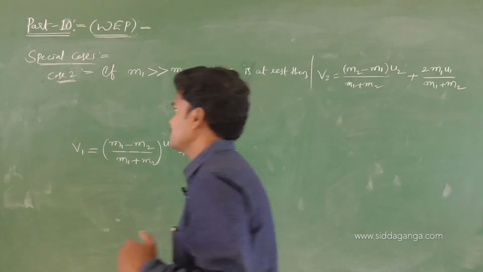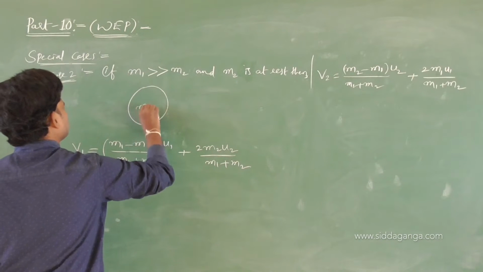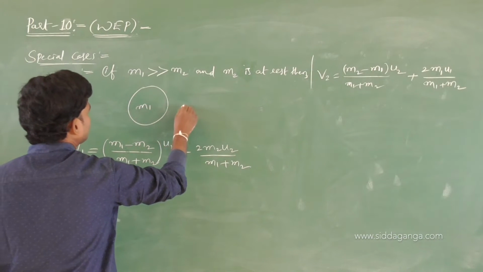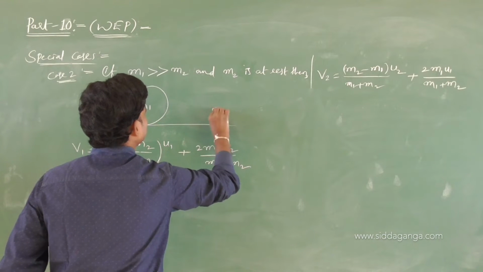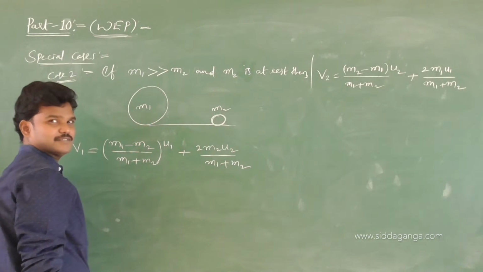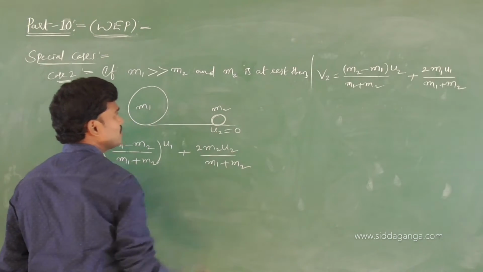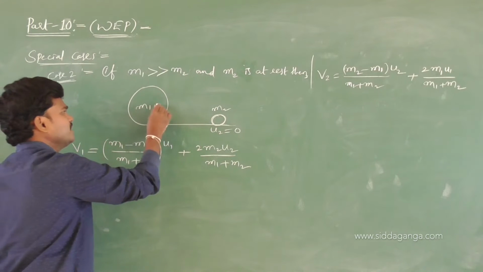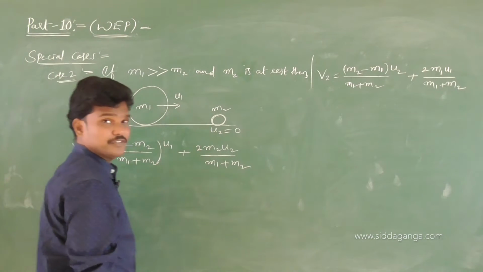Now let us continue. See, let us imagine like this. This is the heavier mass, and it is going to hit a smaller mass. And this is at rest, as given. The second body is at rest. m2 is at rest. m1 is moving with speed u1.